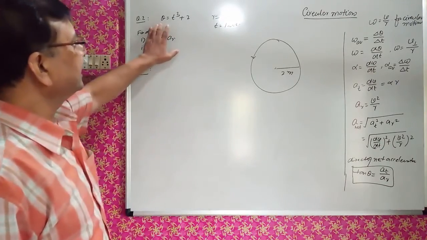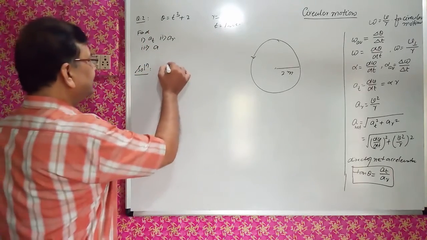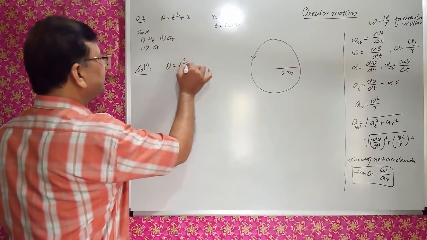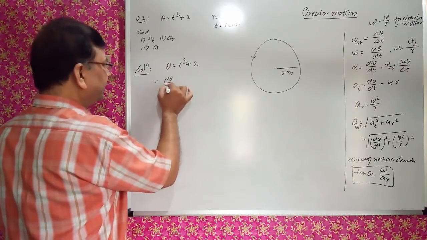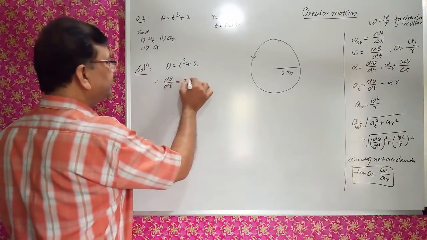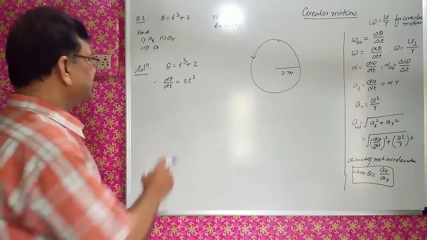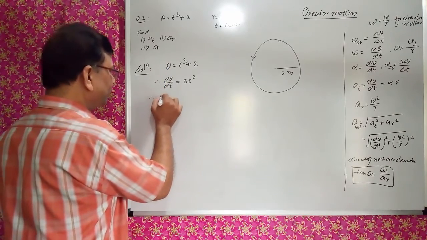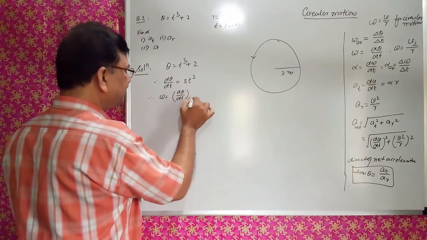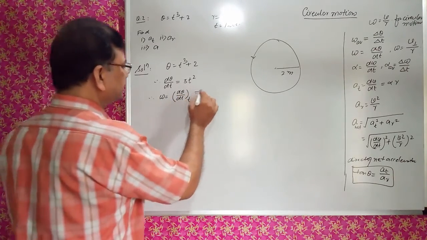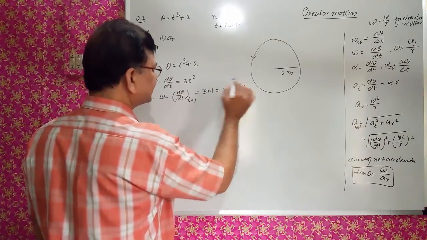First we will find the angular velocity at t is equal to 1 second. So given theta is equal to t cube plus 2, therefore d theta upon dt is equal to 3t square. The 2 is a constant, and the derivative of a constant is 0. So this is omega. Therefore omega is equal to d theta upon dt at t is equal to 1, that is equal to 3 into 1, that is equal to 3 radians per second.